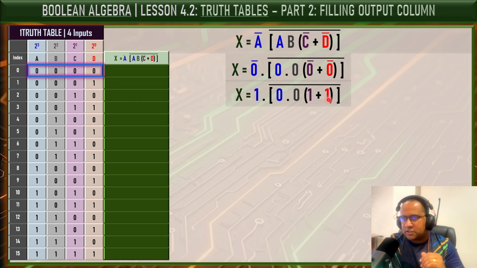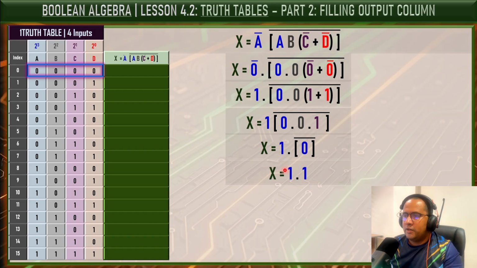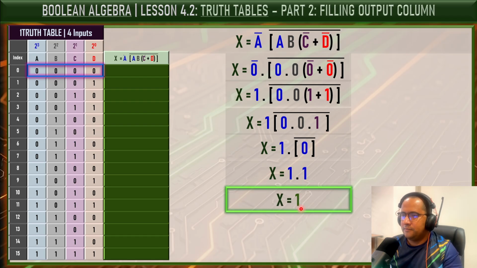Now we evaluate the expression step by step, according to the Boolean operations. In this case, we evaluate first what's inside the parentheses. 1 plus 1 equals 1. And then multiplying all these terms, we get 0. And as you can see, this term is complemented, so its value is inverted. And finally, we evaluate 1 times 1, which gives us 1, okay? So the output is 1. So for this input combination, the output is 1.